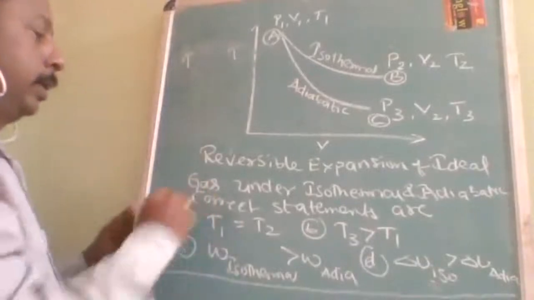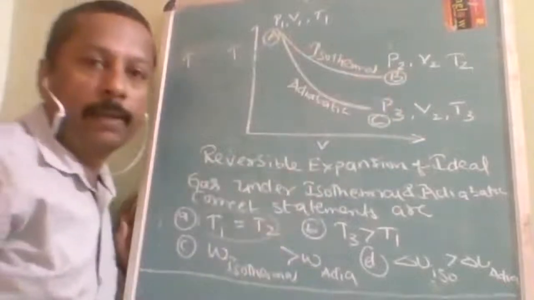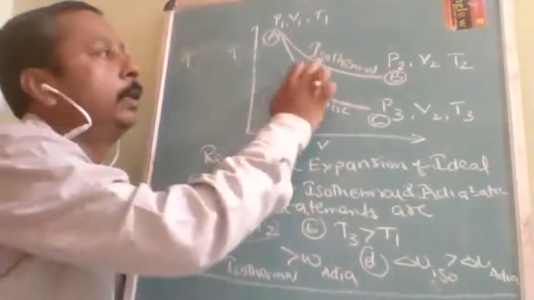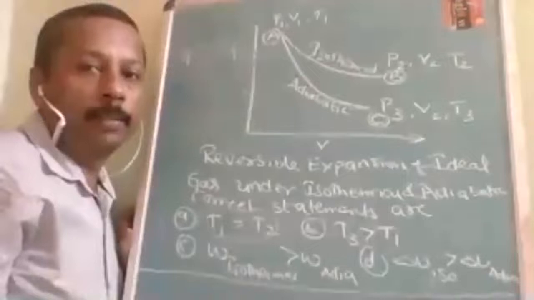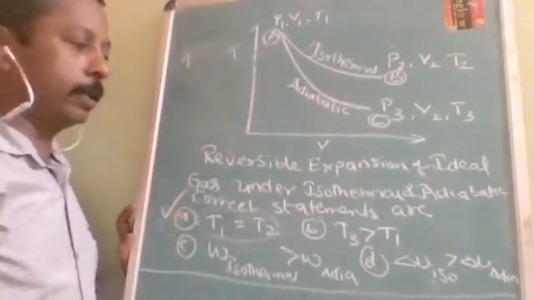Okay. Now let us see. First, T1 is equal to T2. Just now I have mentioned that it is isothermal, so the temperature must be the same. So T1 must be equal to T2. That is, A is correct.